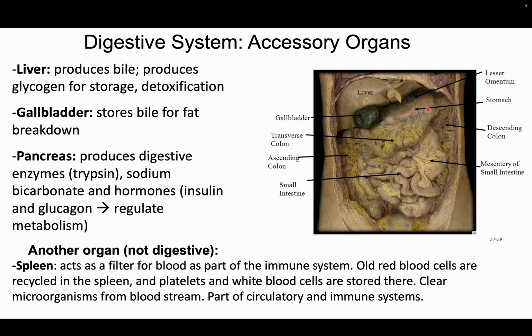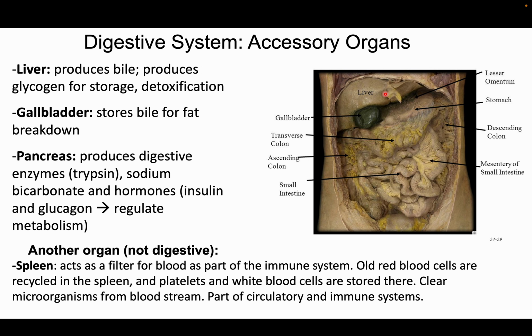So, the accessory organs are responsible for producing chemicals that will go into the main alimentary canal organs and help them do their job. So, underneath the diaphragm, which is a muscle that helps with breathing, we'll talk more about that in a couple of labs, we have the liver. The liver is essentially 3 to 5 pounds, so it's a very large organ. And the liver produces an important chemical called bile, which helps break down fats. In the liver, this is also where glycogen is stored as well.